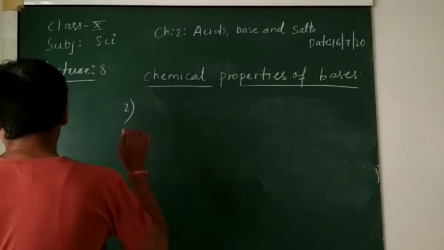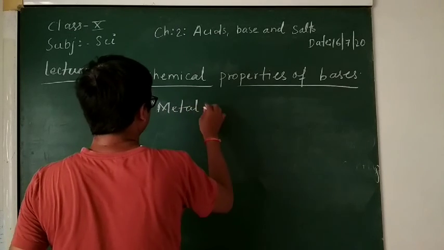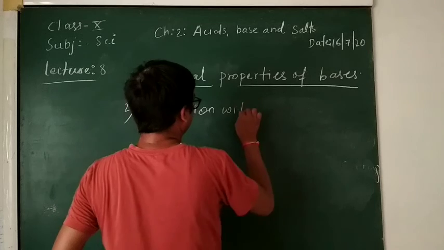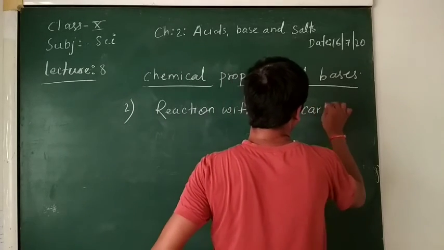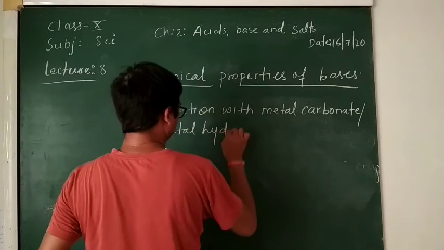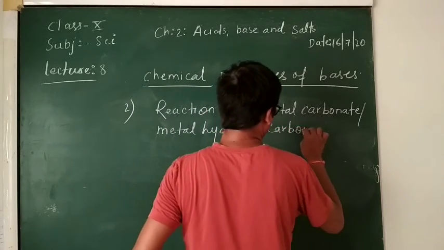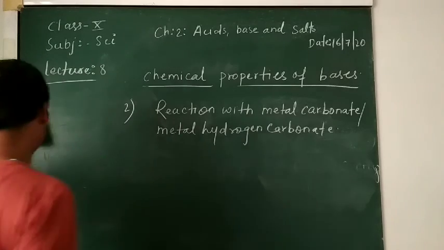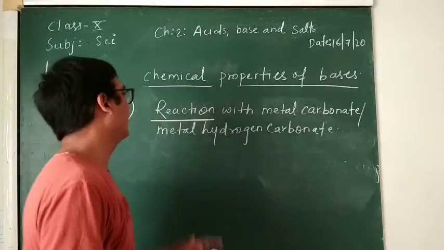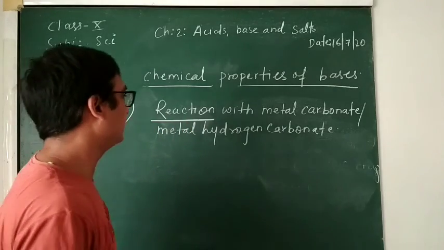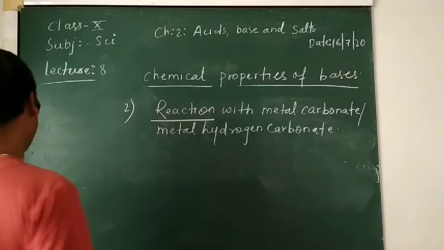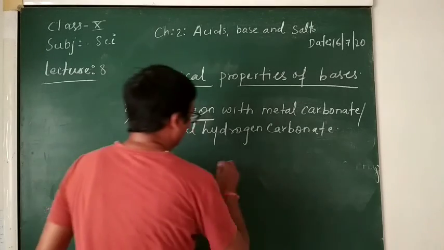Now the second property of these bases is reaction with metal carbonate or metal hydrogen carbonate. Okay, so in the properties of acids, we had discussed that acids react with metal carbonate or metal hydrogen carbonate, and that forms salts. But in this reaction with metal carbonate or metal hydrogen carbonate, these bases do not react at all.